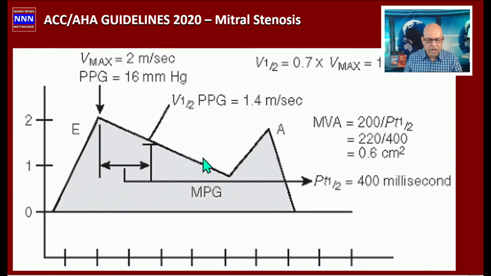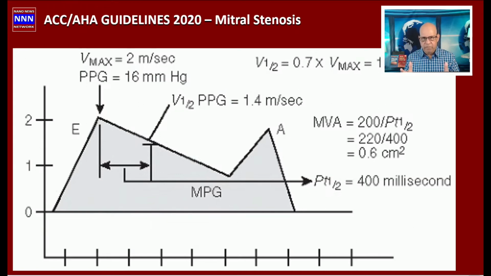Pressure half time is one of the important parameters that we measure with pulse Doppler in the 2D echocardiography to determine how significant the gradient is across the mitral valve. Here's the E, and then we have the A, and we look at the peak velocity that was reached. Then we find out how much time it took. At this peak velocity of 2, the gradient is 16 millimeters of mercury. So how long did it take for the gradient to drop to 8 millimeters of mercury?